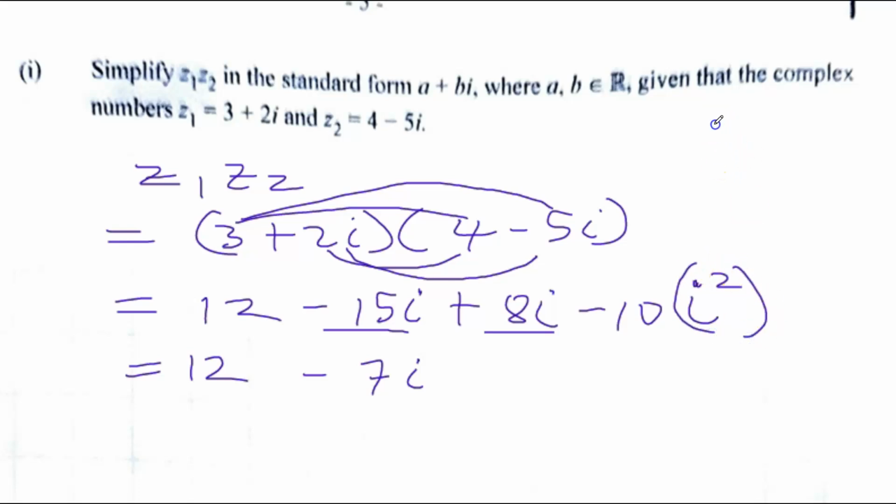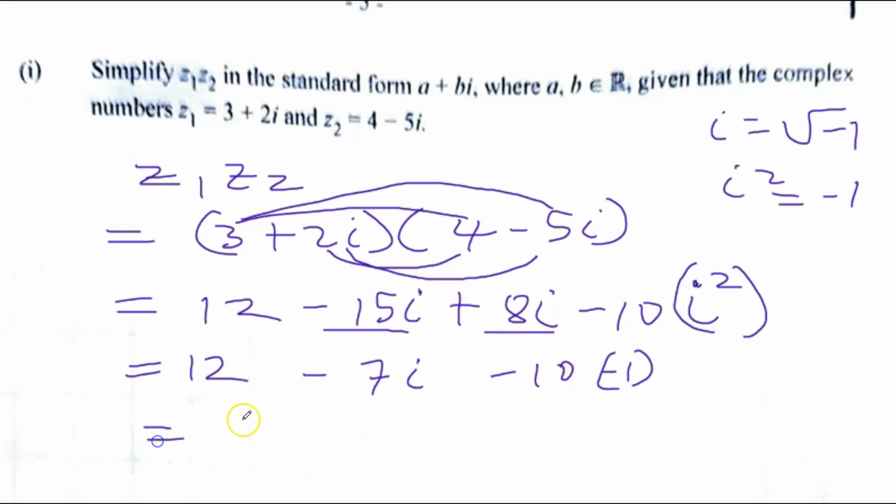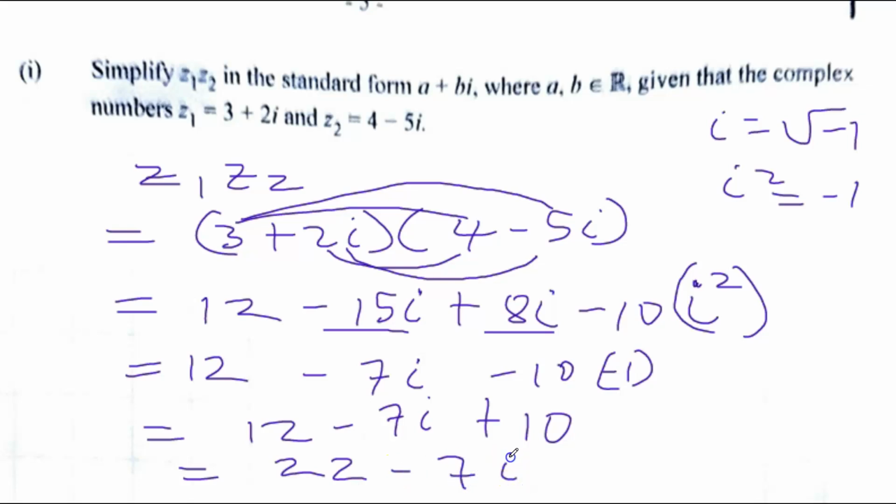So remember, i is actually root minus 1. So i squared is negative 1. So this is minus 10 times minus 1, which is actually positive 10. So what we have is 12, minus 7i plus 10. So 12 plus 10, that's 22, minus 7i, and that's the simplest we can make it.